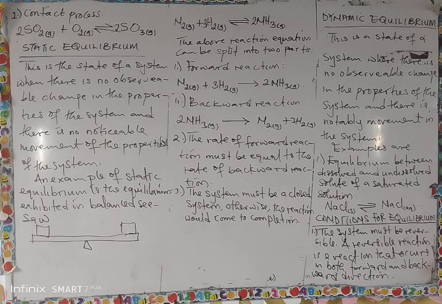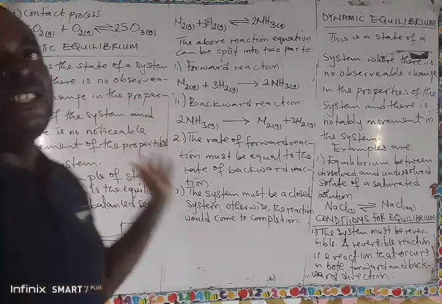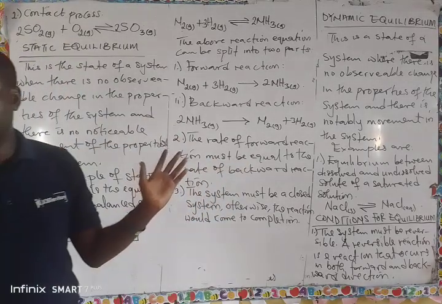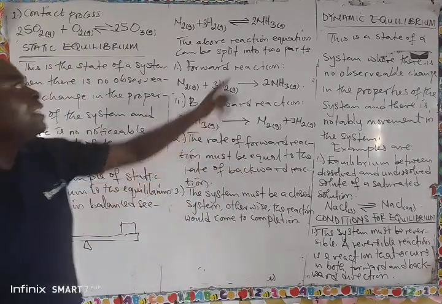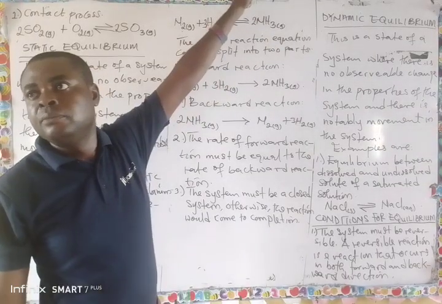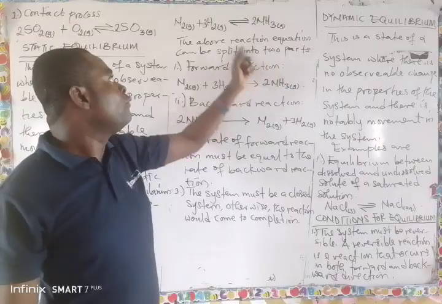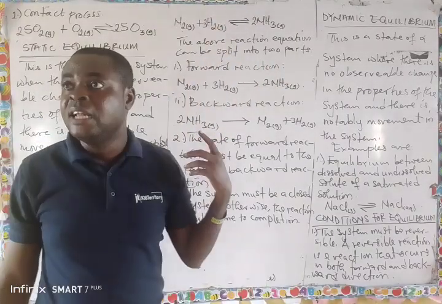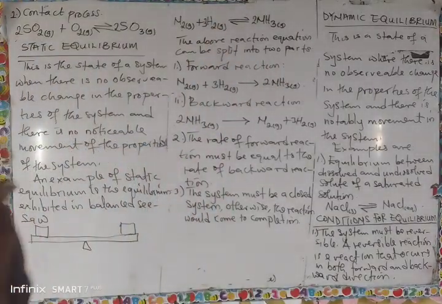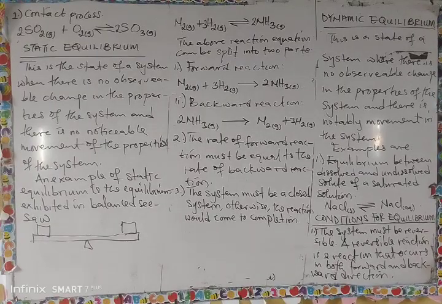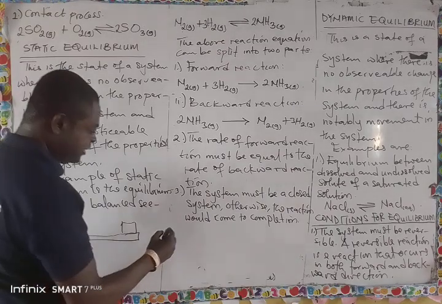But if you want it to come to completion, open the system. If you open the system, the ammonia will escape. The product will escape. There will be nothing again to break down to form the nitrogen and the hydrogen again. The reaction will come to completion and there will be no equilibrium again. So the reaction must take place in a closed system.